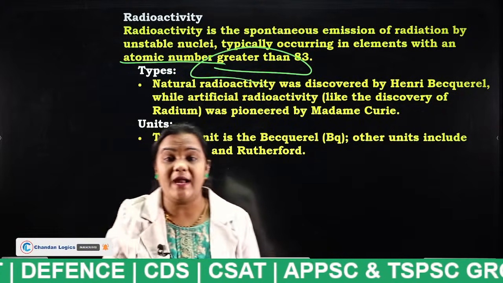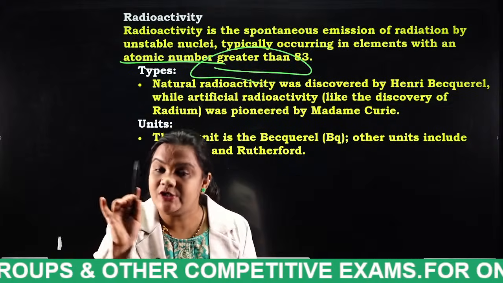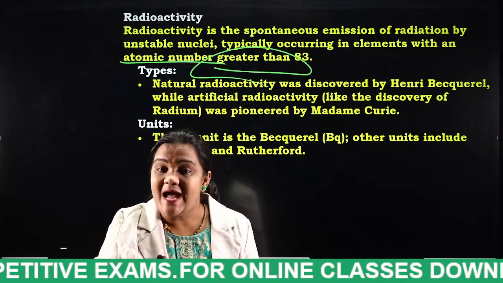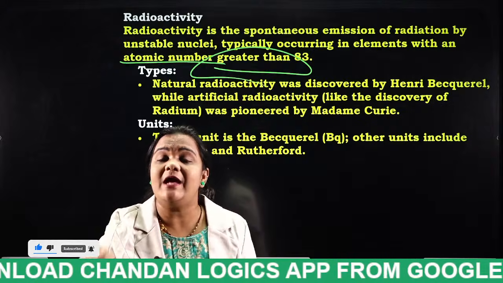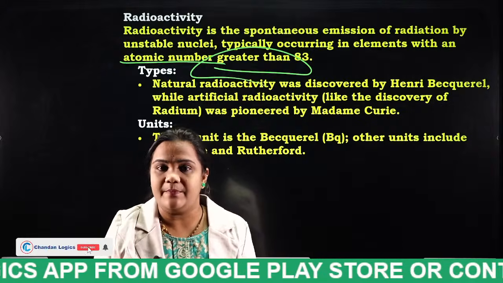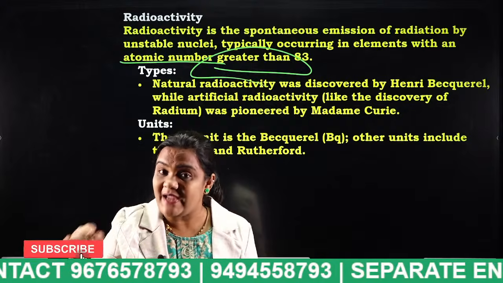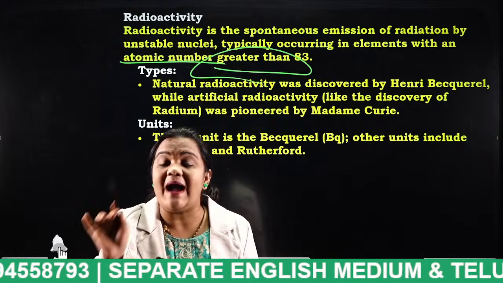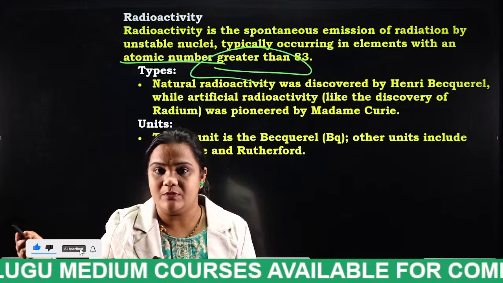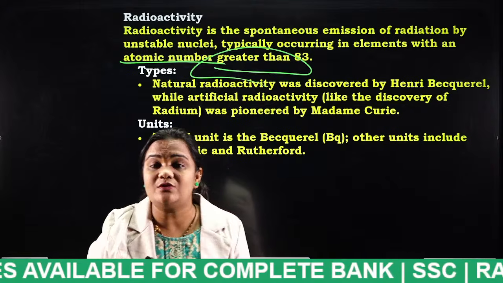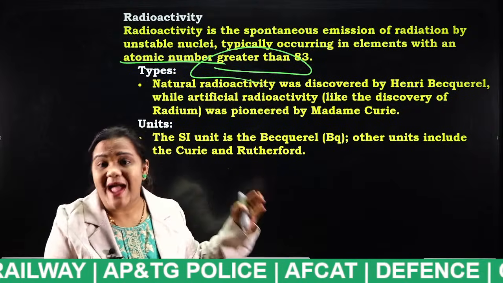Remember, very, very important: the elements which have an atomic number greater than 83 will have unstable nuclei. So they will emit radiation, and that radiation is known as what, students? Radioactivity. I am explaining in a very clear manner, so listen properly. Elements like uranium and thorium are radioactive elements, you all know.